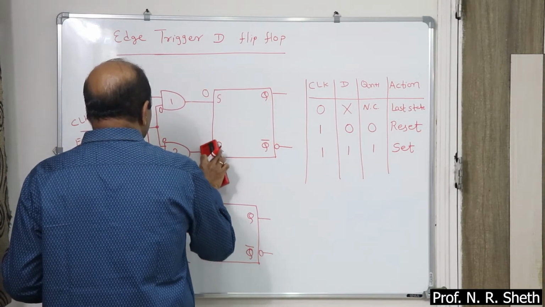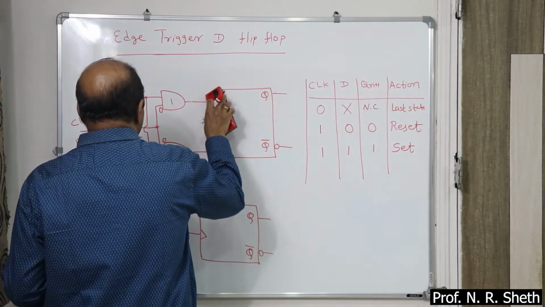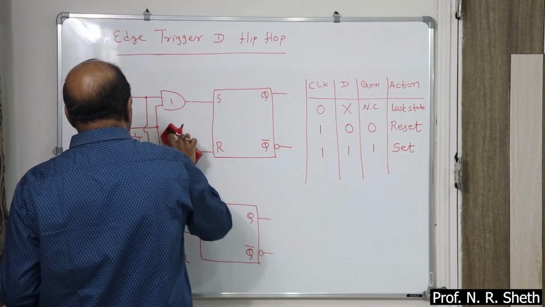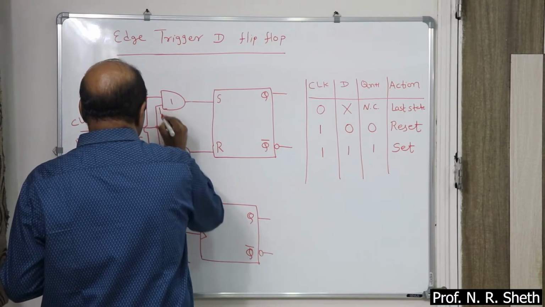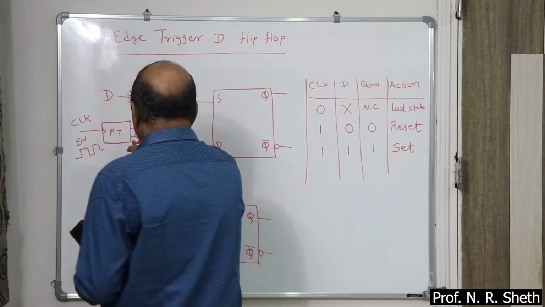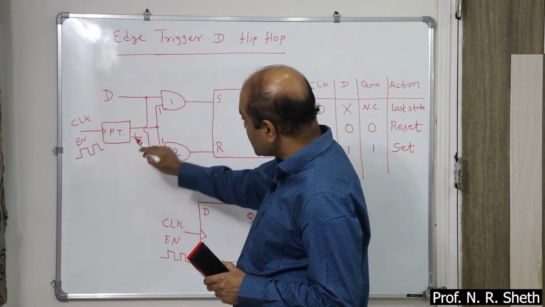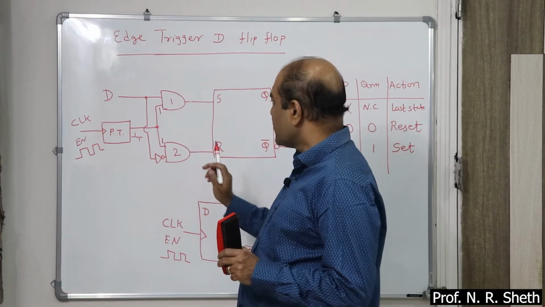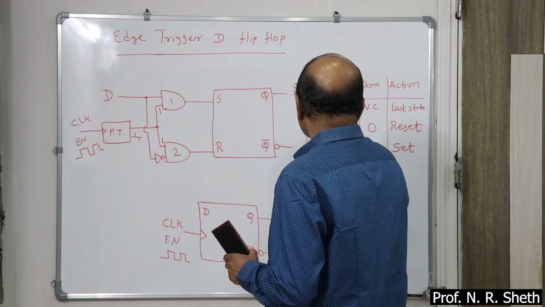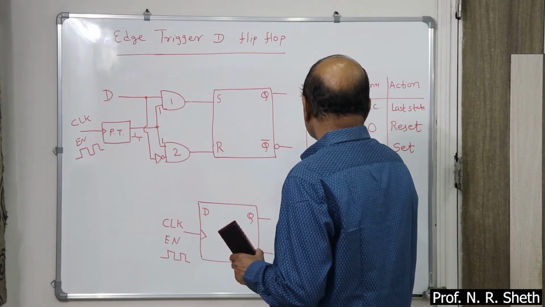Now when the clock pulse arrives, you have two possibilities: positive clock as well as negative. This is positive, this part is negative. So first consider that a positive edge triggered pulse arrives. So we are using this symbol.